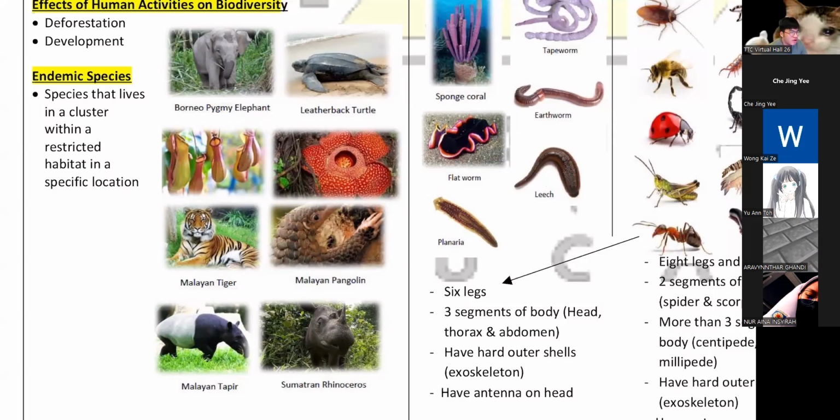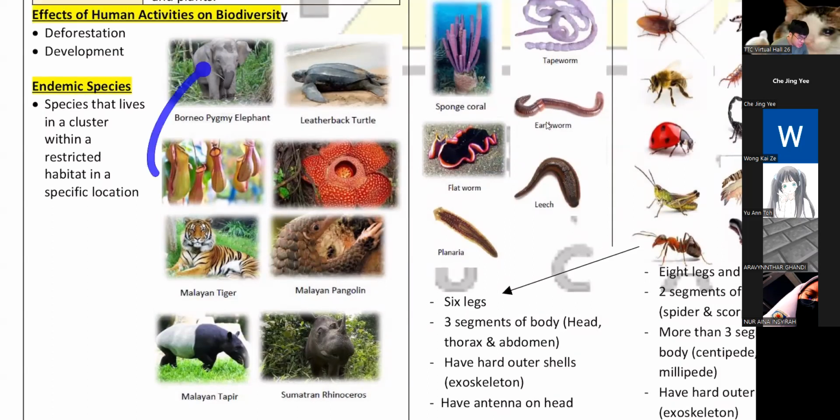Yeah, our government tried a lot of things to try to restore them, but unfortunately, it's not working very well. All right, so don't be surprised lah. 5 years later, when they say, oh, Harimau Malaya, they pupus already. Not surprised. Okay, because there's not many left. Okay, so these species are called endemic species, because they live in a restricted habitat in a specific location. All right.